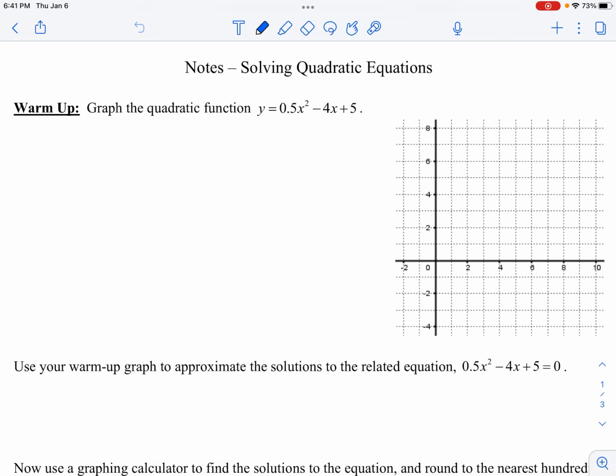Today we're going to take a look at how to solve quadratic equations, but in order to do so, we're first going to take a look at a graph of a function and talk about how the solutions to an equation are related to a graph, okay? So our warm-up is to graph this quadratic function here.